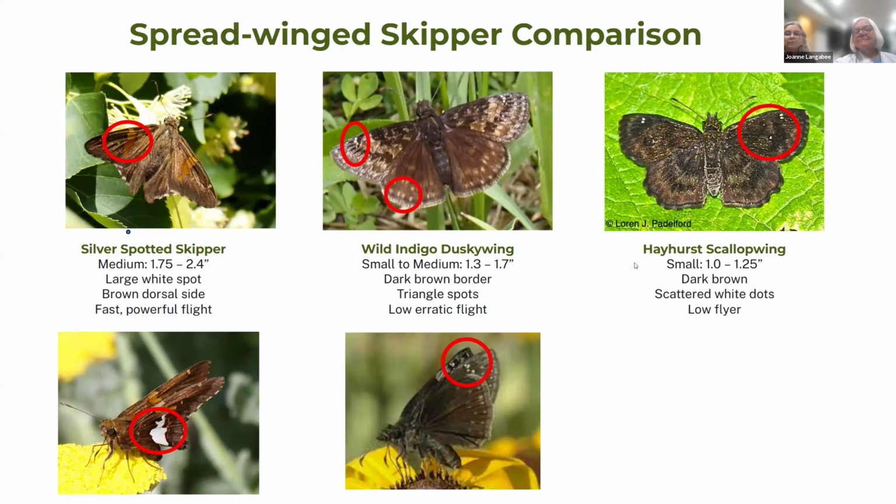Hayhurst scallop wing is a browner one that doesn't have quite as much pattern to it, but you still see a pattern of different shades of brown, and you're going to see some white spots. It's a low flyer. It is found more in central Nebraska than eastern Nebraska. It likes open prairies.